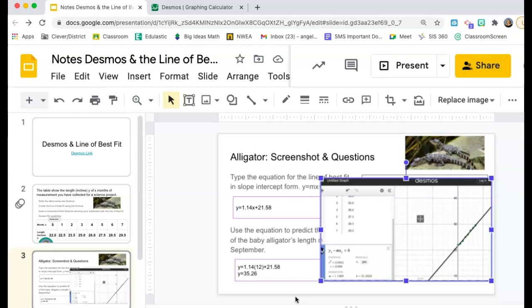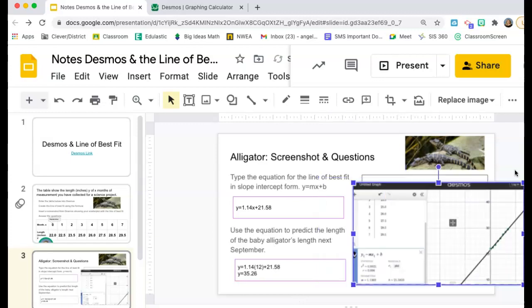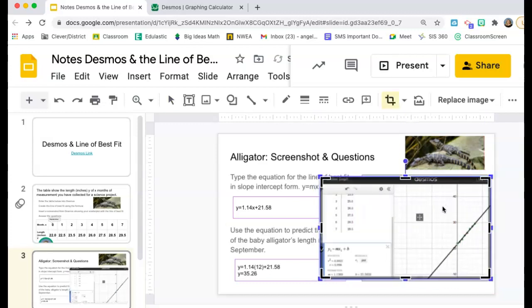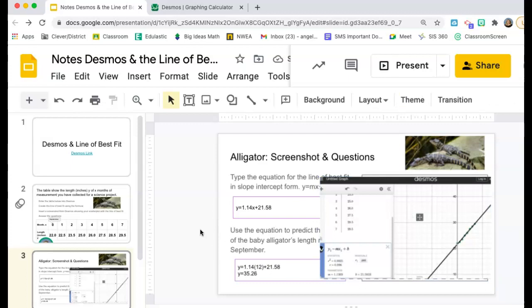Now, I've also added my screenshot. So put your screenshot up here where I can still see all of your answers, and you need to make sure that your screenshot is on the slide. Now, what do I mean by on the slide? If it's over here, I can't see any of this. It's like it cuts it off. So make sure it's actually on the slide, and you just don't cover up any of your other answers.